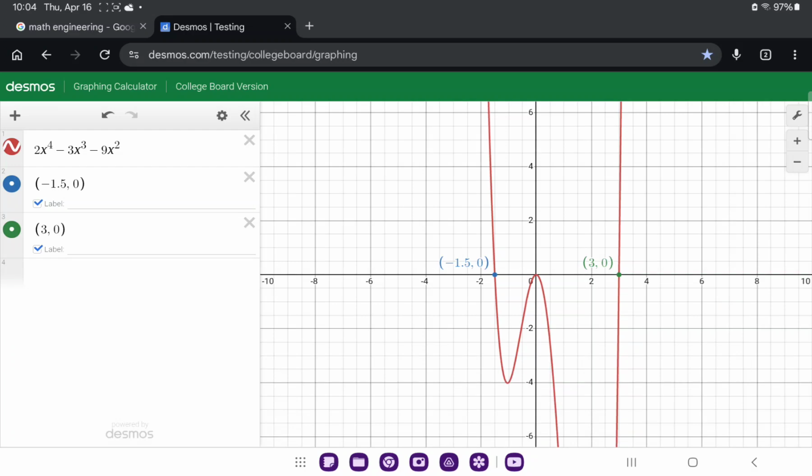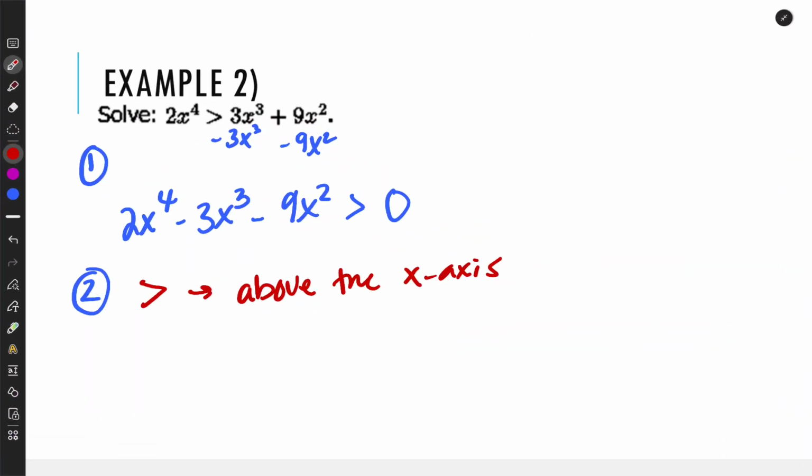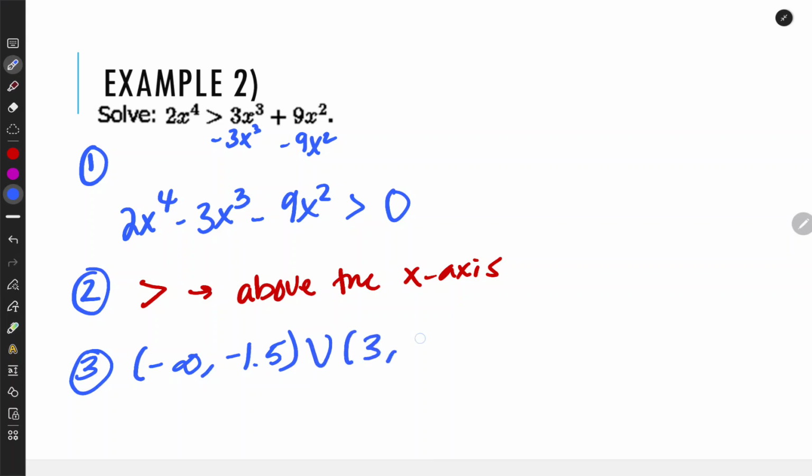Let's get back to the other notes. I'm going to refresh so that this will be cleared when I come back. All right, so after reading our graph, we ended up with the solution of above the x-axis. It was above the x-axis from negative infinity up until negative 1.5, and again from 3 to positive infinity. This means that x is less than negative 1.5 and x is greater than 3 are our possible solutions.